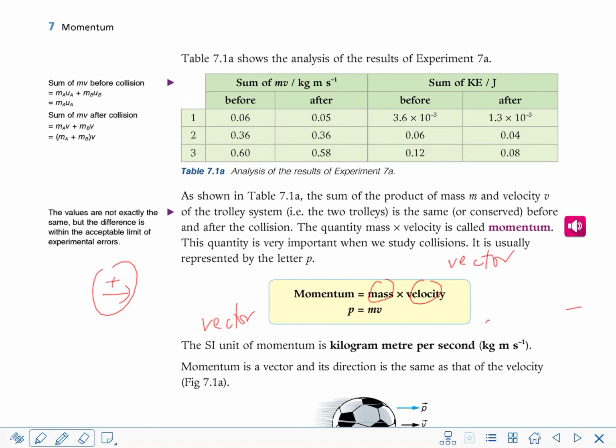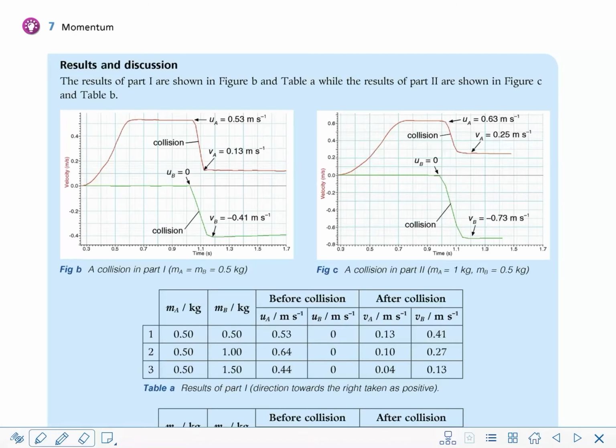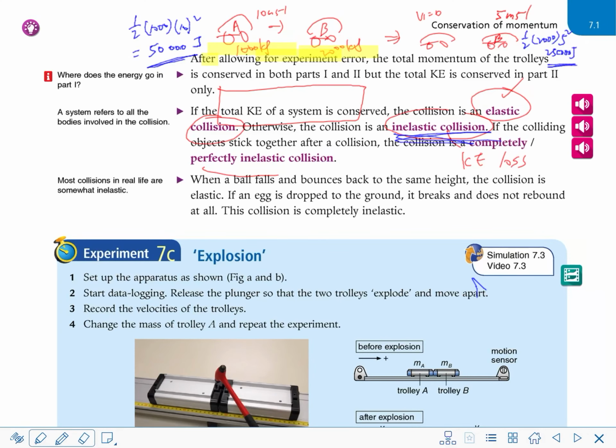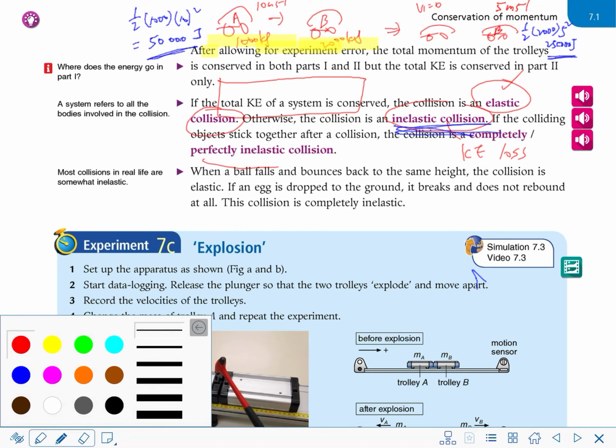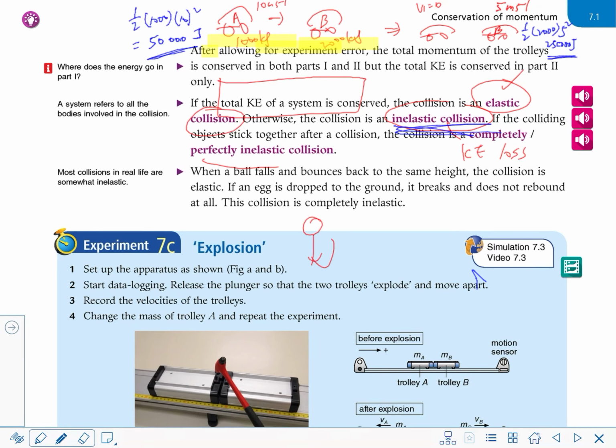Say if a ball drops down to the ground and rebounds. If it can rebound to the same height, that means it's an elastic collision, low KE loss. PE changes to KE and then goes back to the original position. That means low KE loss during this collision.